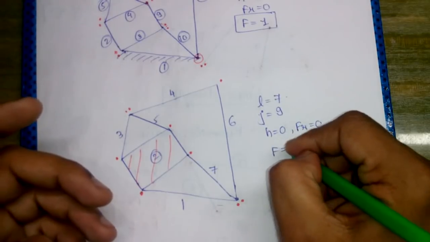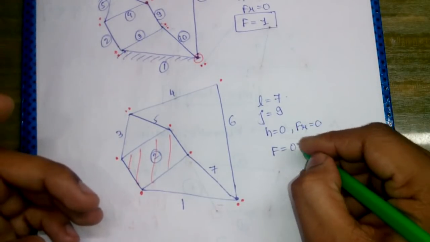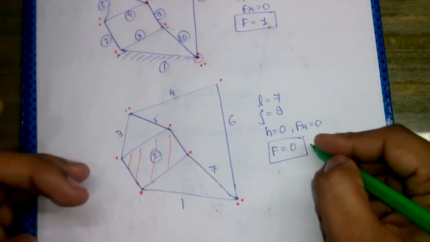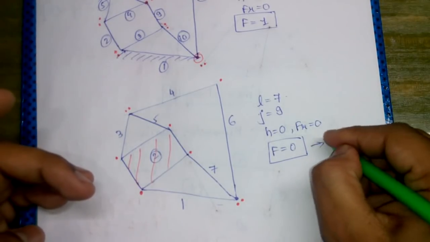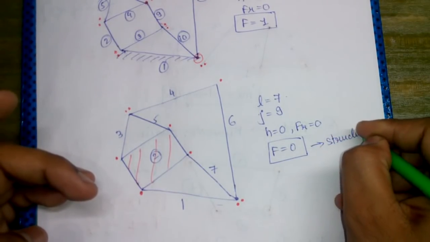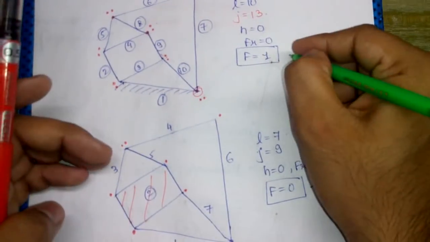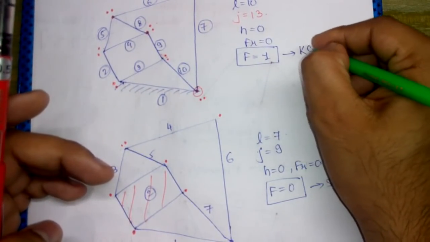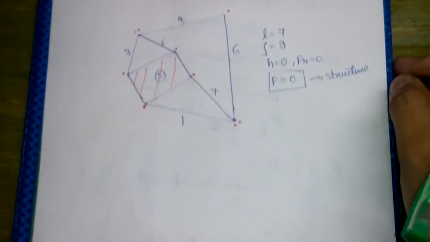And if we find the degree of freedom, it is coming out to be 0. Now since the degree of freedom is coming out to be 0, it becomes a frame or a structure. And here the degree of freedom is 1, therefore it is a kinematic chain.